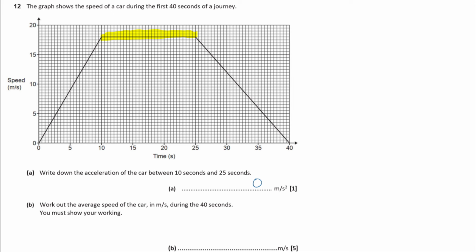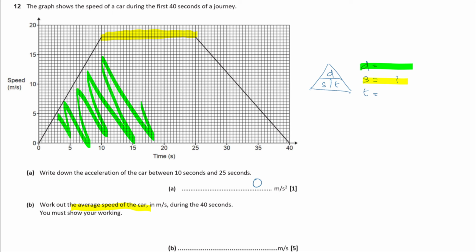Alright, so the average speed of the car in meters per second during the 40 seconds. To work out the average speed, we're going to use a DST triangle: distance, speed, time. Now what do we know and what don't we know? Obviously we're looking for the speed. That's the thing it wants us to find in the question, so that's the one we don't know. Do we know the distance? Well, distance is the area under the speed time graph, isn't it? So if I want to know what the distance is, I need to know what this area of my graph is. That's the first thing I need to work out.